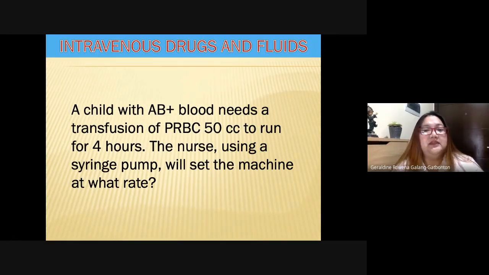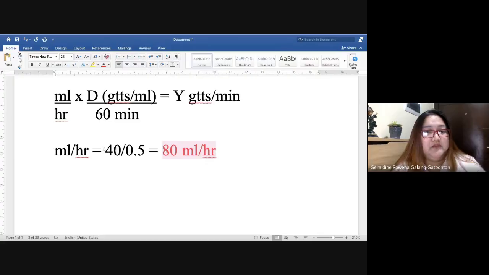Another. Ito naman, syringe pump. So, magbibigay ka ng AB positive na blood, pack RBC, 50 cc, 1 cc is 1 ml, so 50 cc to run for 4 hours. The nurse will use a syringe pump. Again, pag may machine, syringe pump or infusion pump, ano lang ang kailangan mo? ml per hour. So what is our ml? 50. What is our hour? 4. So it's very simple, no?